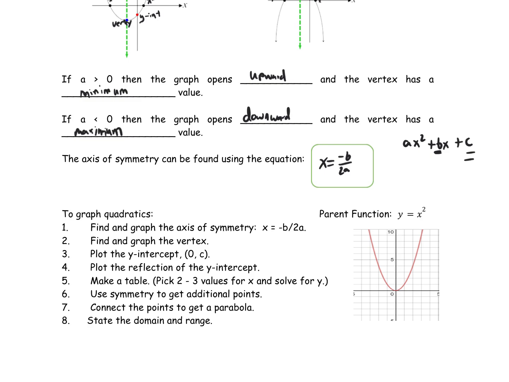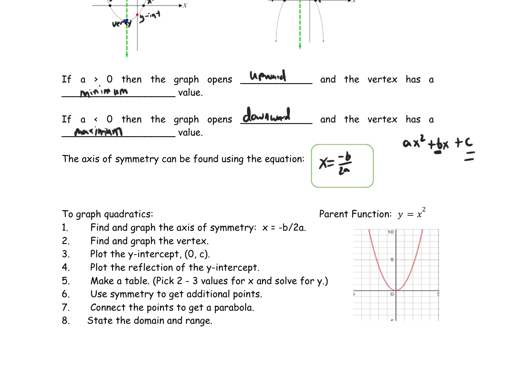And then we're going to make a table of values. We can pick 2 or 3 values for x that are between our axis of symmetry and our y-intercept, hopefully. If not, then we can pick some that are close by that we're easily able to graph. And then we're going to solve for y for each of those, and then just plot those points.